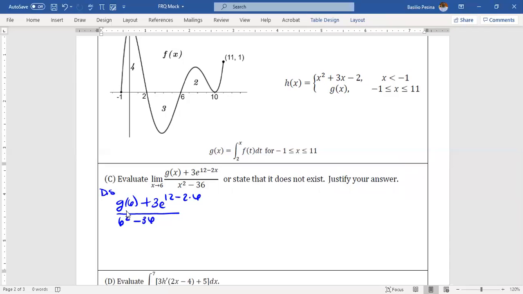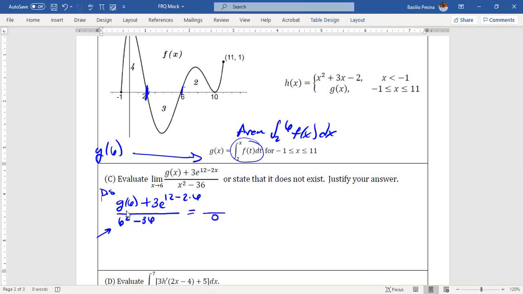I already see one dilemma in the denominator, 6 squared minus 36. Hopefully you're seeing that that is going to be division by 0, but let's check the numerator just to be safe. And it says g of 6. What the heck is that? Well, that ties up to this right here. It's actually this function right here. It says the area, right? The integral is area. The area from 2 to 6 on the f function. So what is the area from 2 to 6 right here?